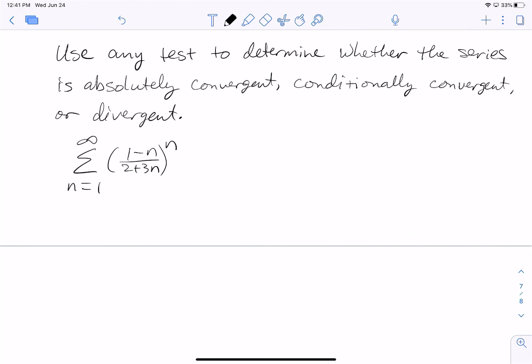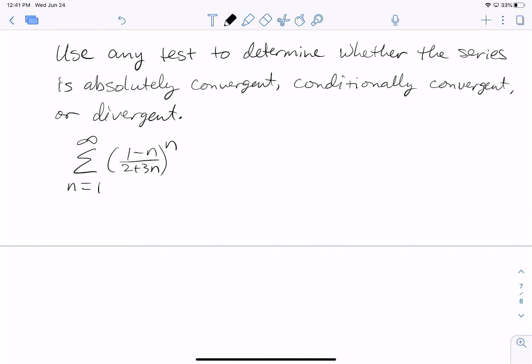Here's an example that's more like what you're going to see on an exam, not so much in the example, but in that the directions say to use any test to determine whether the series is absolutely convergent, conditionally convergent, or divergent. It'll be up to you to recognize what test would be appropriate for a particular series. Sometimes there's multiple tests you could use, and you'll get the same answer if you use any valid test.